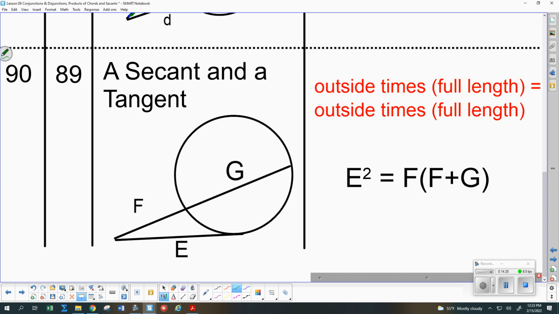So for the top one, we have the outside f times the whole thing, f plus g. The only piece that's a little bit different is for the bottom one, e is the outside, and e is also the whole thing. So that one becomes e times e when we do the outside times the full length of that particular segment. Any questions with that? All right, let's do 3 quick examples with these.